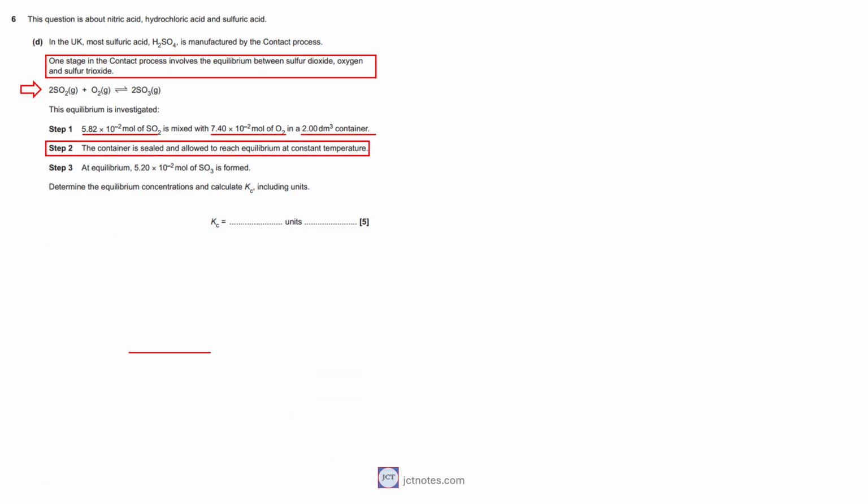At equilibrium, 5.20 × 10^-2 moles of sulfur trioxide is formed. We are asked to determine the equilibrium concentrations and calculate the equilibrium constant, including units.